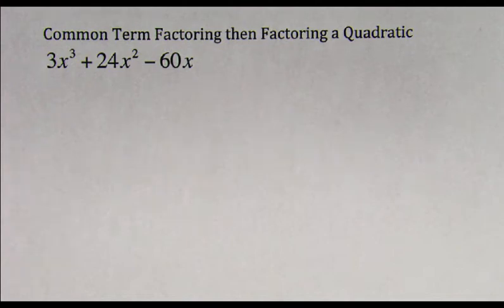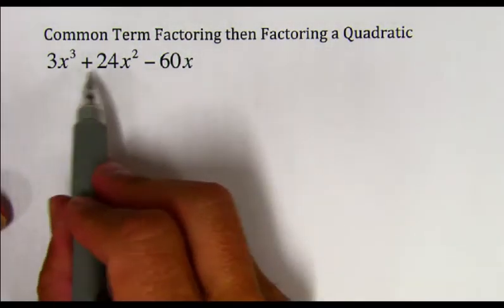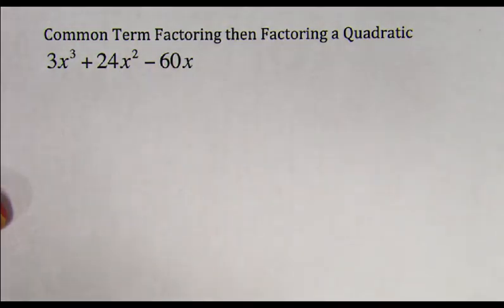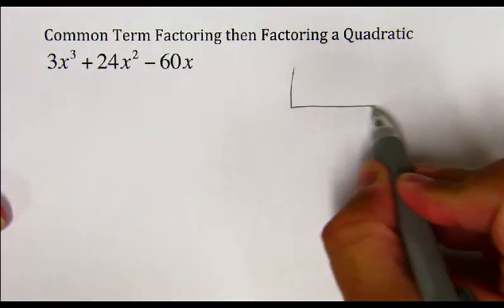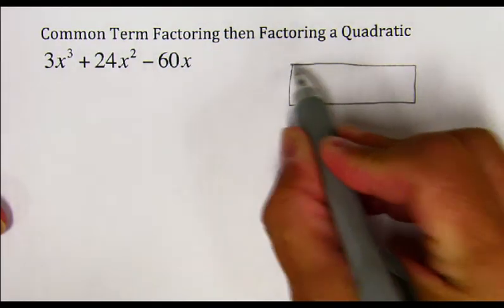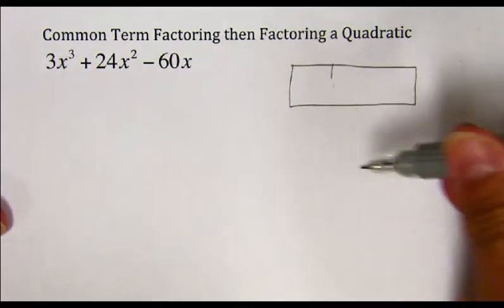The last example we're going to do today is a combination of common term factoring and factoring a quadratic. Whenever you look at something that needs to be factored, you always want to see if there's common terms, if there's something that goes into each one. So again, I'm going to draw my rectangle. Since there's 3 terms, I'm going to make 3 boxes.